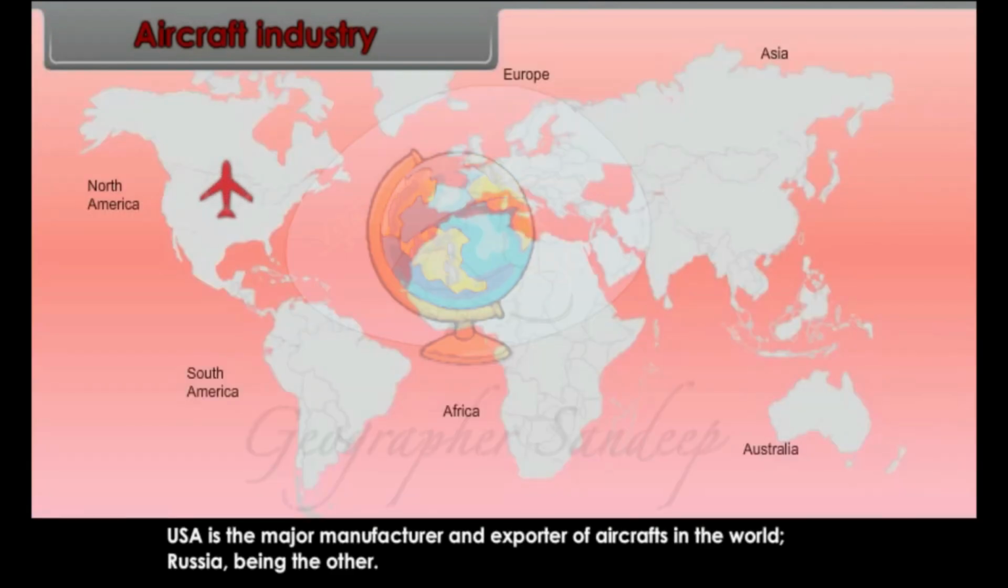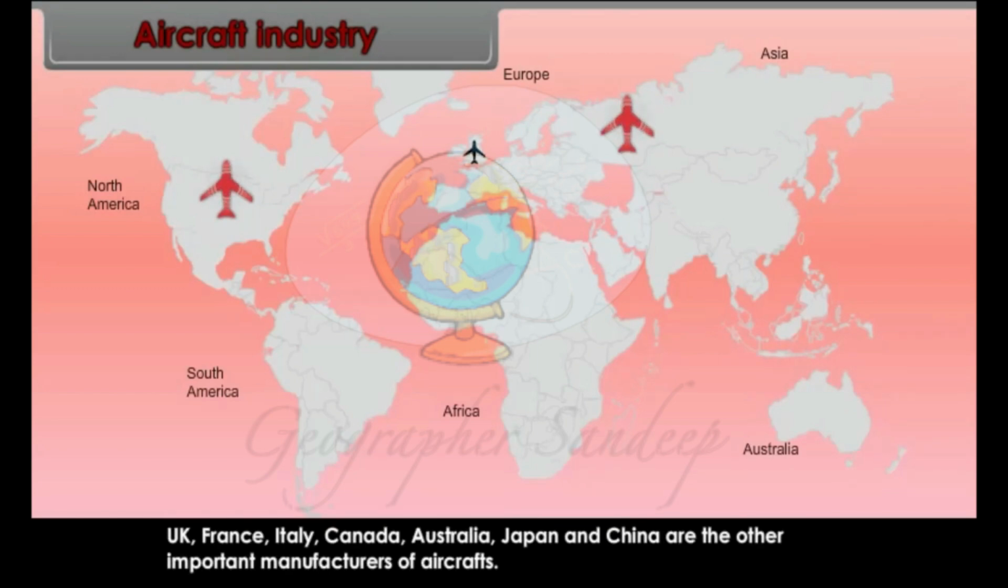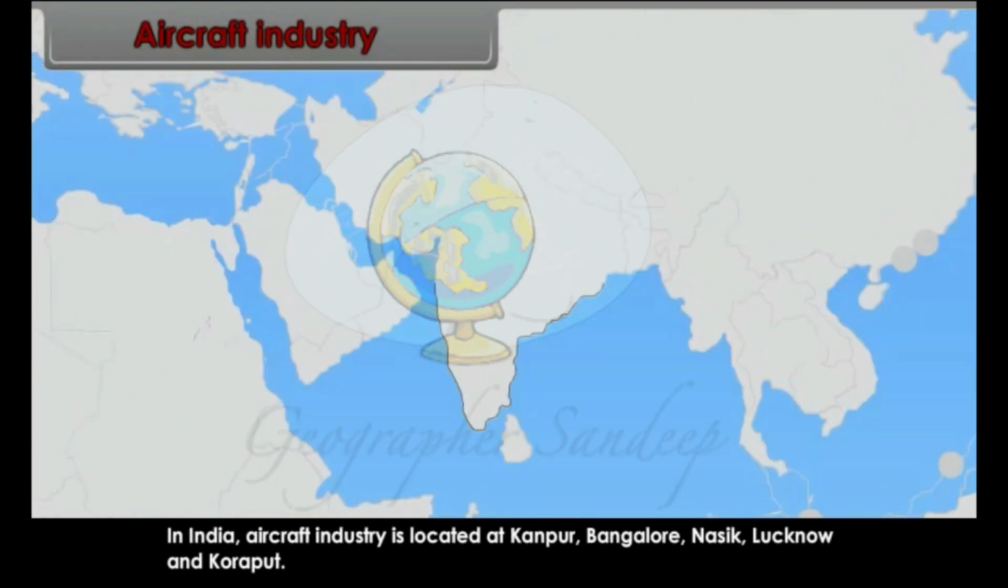USA is the major manufacturer and exporter of aircrafts in the world, Russia being the other. UK, France, Italy, Canada, Australia, Japan and China are the other important manufacturers of aircrafts. In India, the aircraft industry is located at Kanpur, Bangalore, Nashik, Lucknow and Koraput.